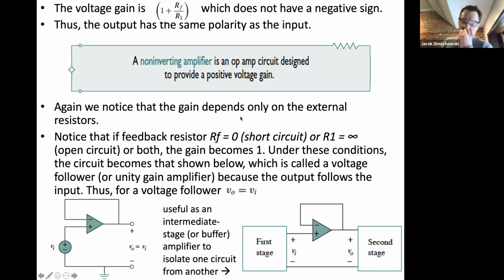So again, when RF is equal to 0, so when you have a short circuit on the feedback path, that's called a follower because your output voltage follows your input.